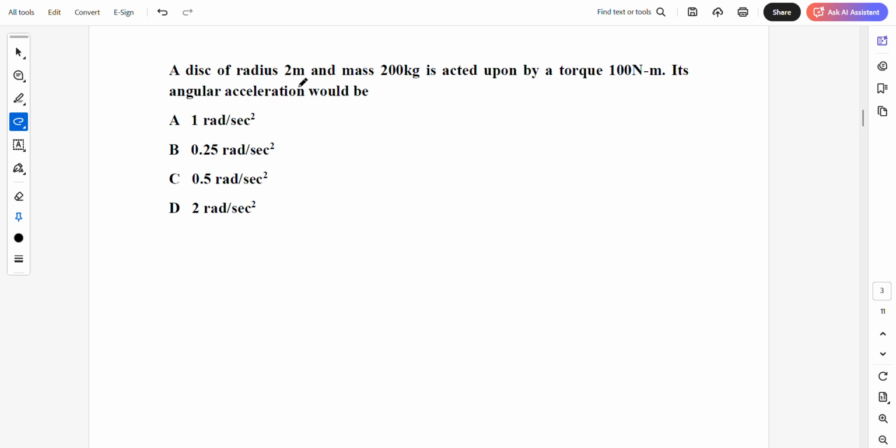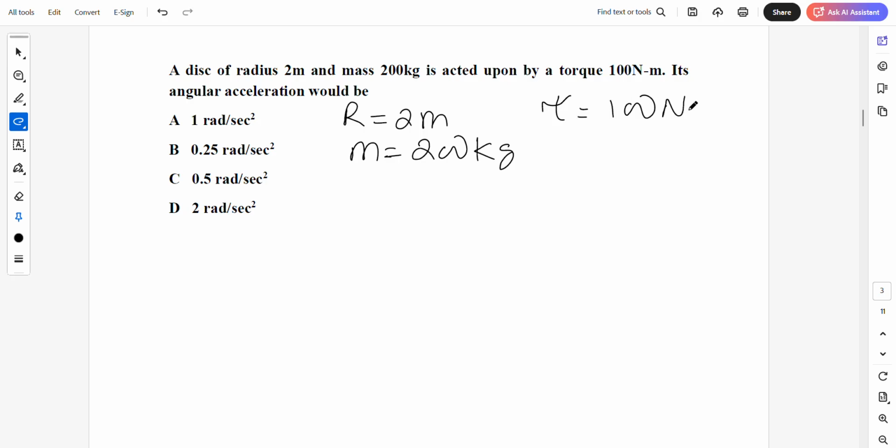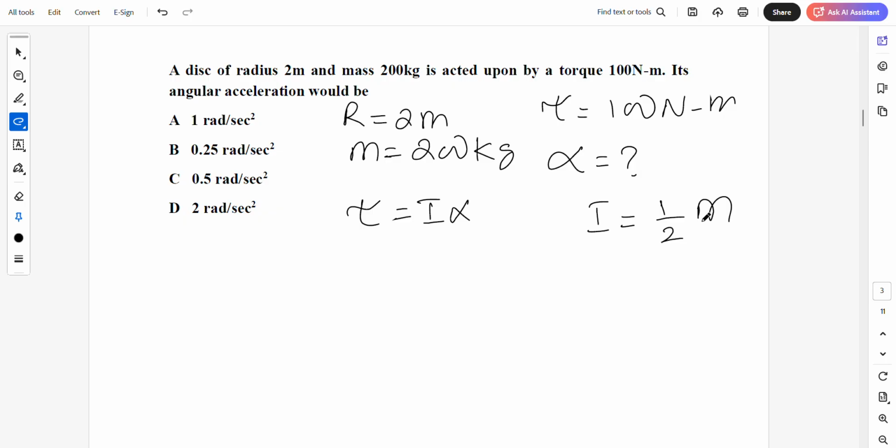A disk of radius 2 m, mass 200 kg, is acted upon by a torque. Torque is here 100 Newton meter. Its angular acceleration alpha is equal to what? What is the formula? Tau is equal to I into alpha. But what is I here? I is for a disk. For a disk, what is the formula? I is equal to 1 by 2 mr square for a disk.